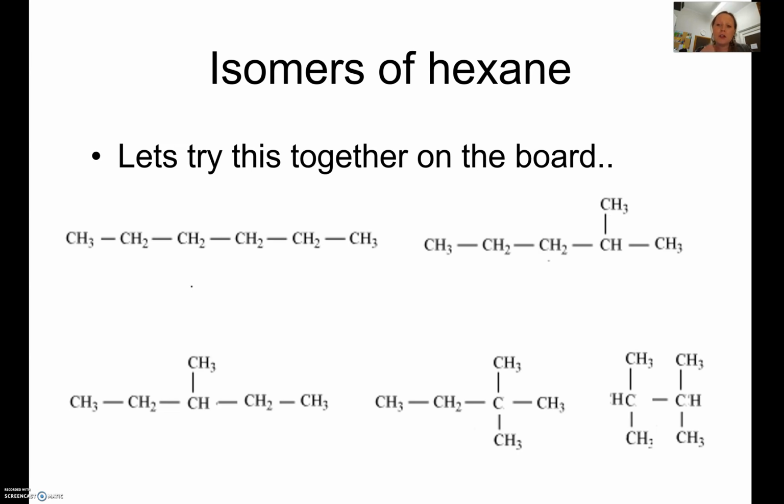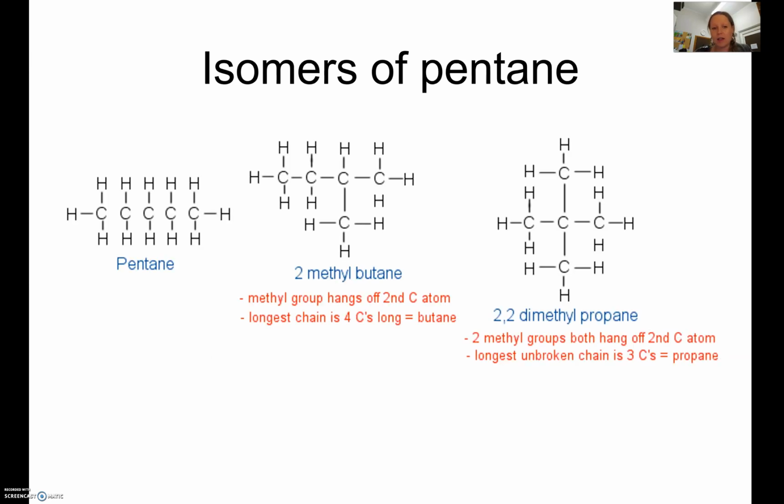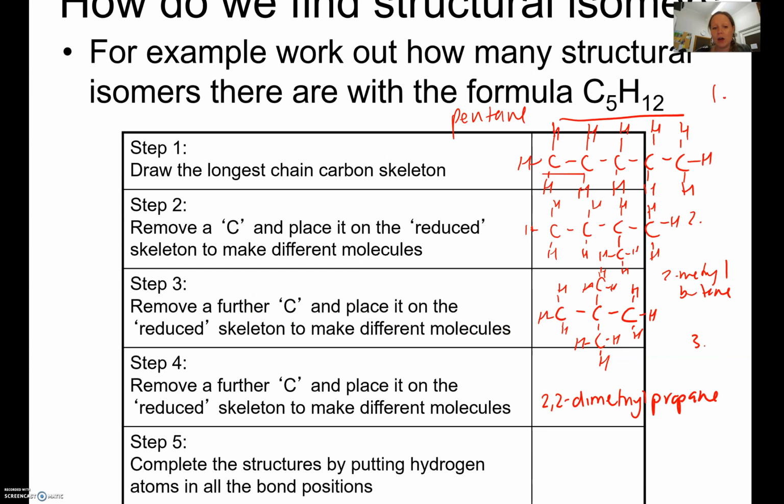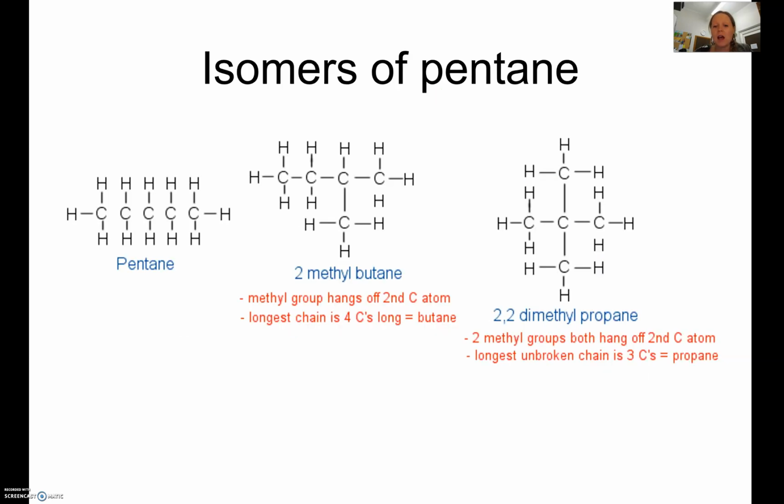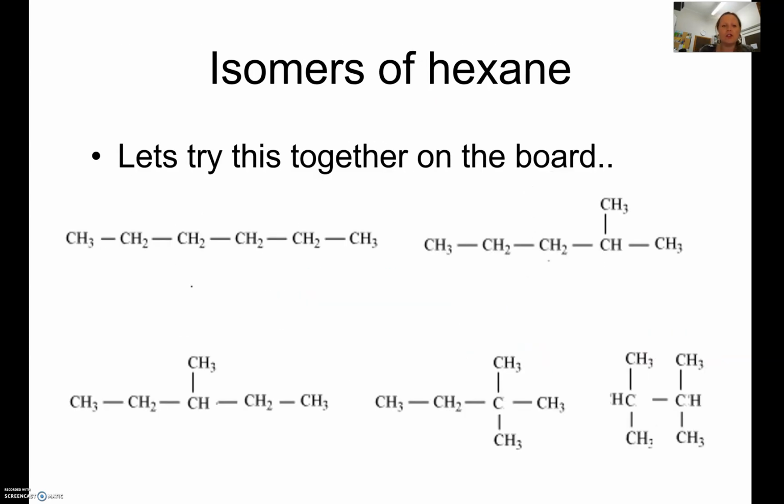Now, if you actually looked at the instructions I had on this slide, I say not to worry about the hydrogens till the end. It's up to you whether you do that. You've just got to remember to put them in. So let's do the first one.